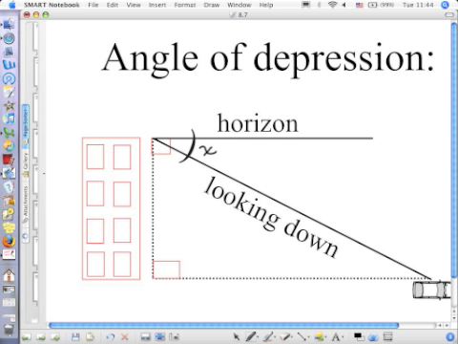Now, when you're told an angle of depression, you need to be careful because you're going to be drawing a triangle and it's not going to include that angle. But you can use it to find one of the angles in your triangle. Because from the horizon to the side of the building is a 90-degree angle. And if you subtract the angle of depression from 90, that's that top angle. All right? So an angle of elevation, you're looking from the horizon up, depression, horizon down.